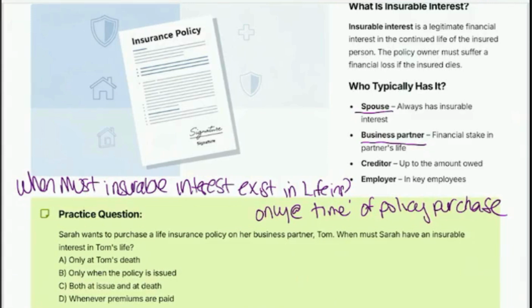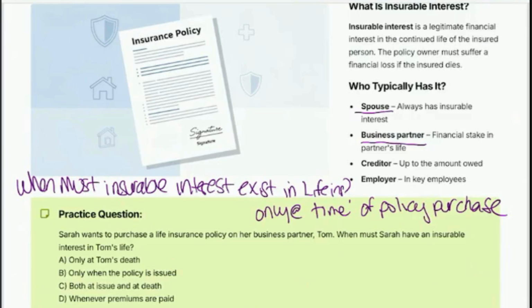There are certain states, just a couple, that the second a divorce goes through, the person no longer can be listed as a beneficiary on that life insurance, but you'll learn about that in your state laws and regulations. But for the majority of the states, the answer to this question, when must insurable interest exist, is at policy purchase, at the time the policy was put in place.